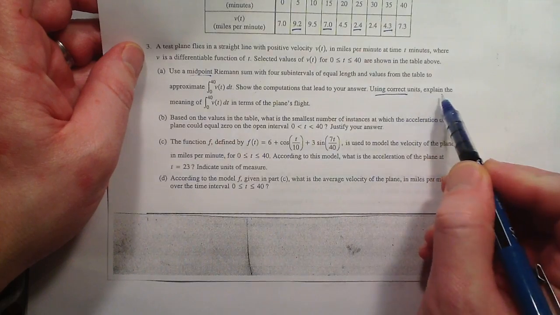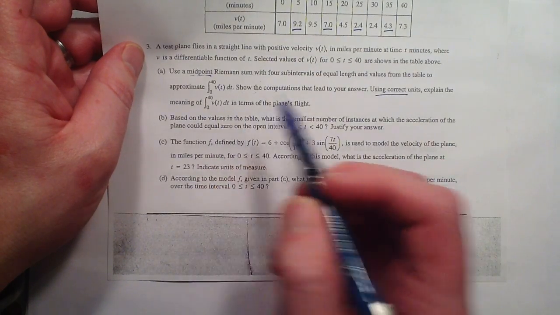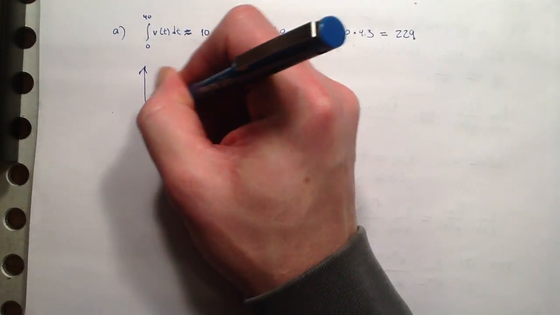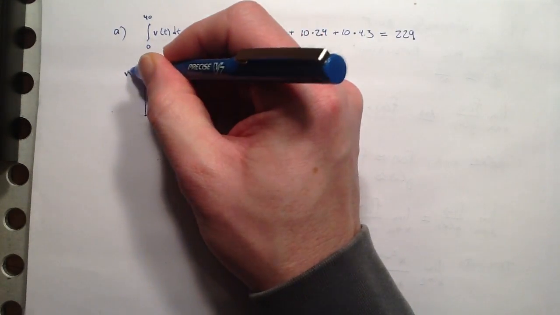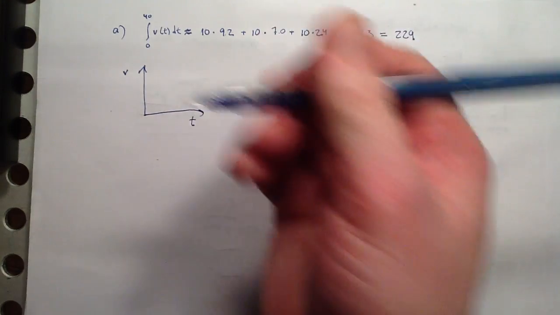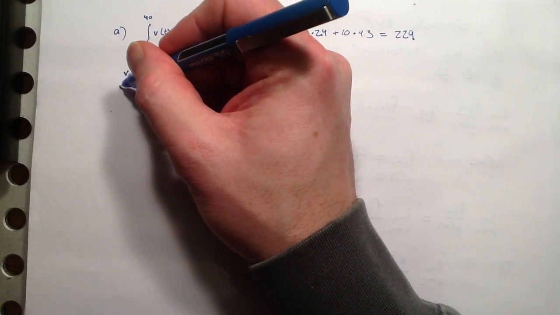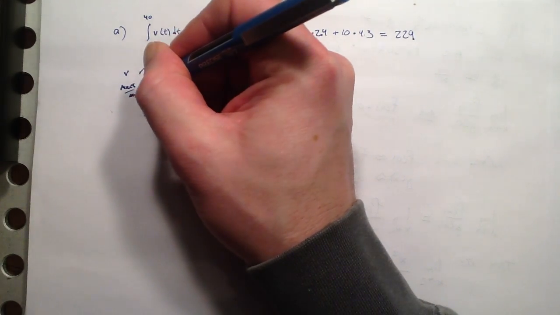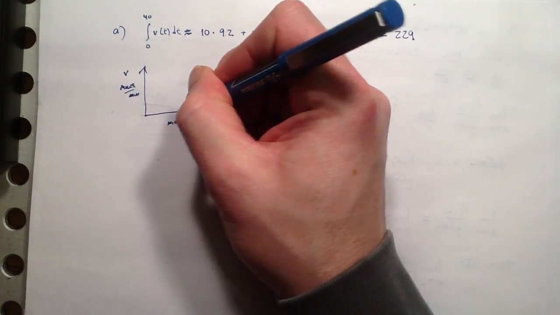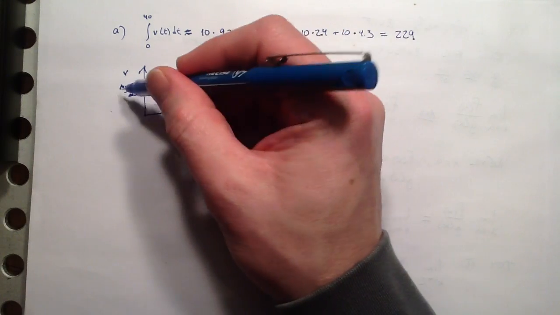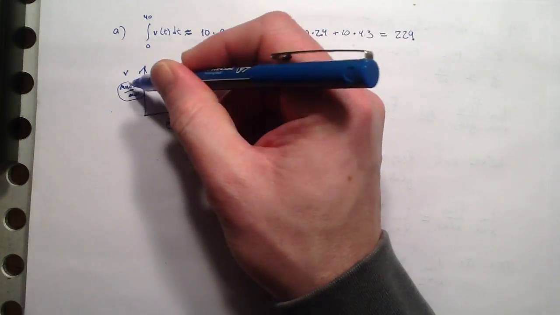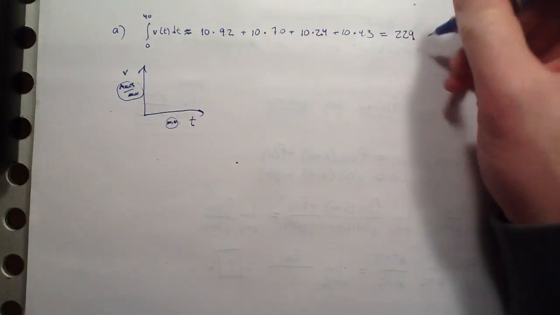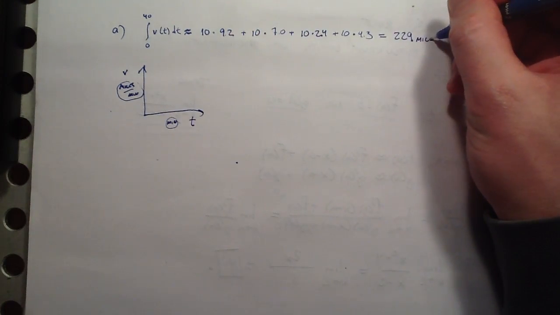Using correct units, explain the meaning of this integral. Well, let's think about that again. We just took the area of velocity versus time. So think about the units. Velocity here, they told us, is miles per minute, and time is in minutes. So if we take the area under a velocity, those get multiplied together because we're finding an area, miles per minute times minutes.